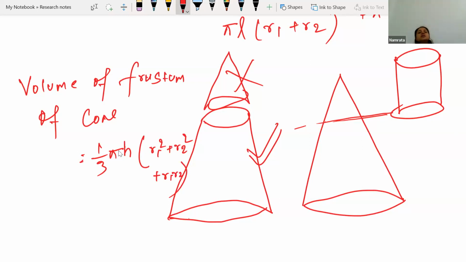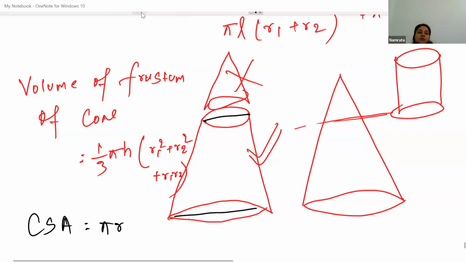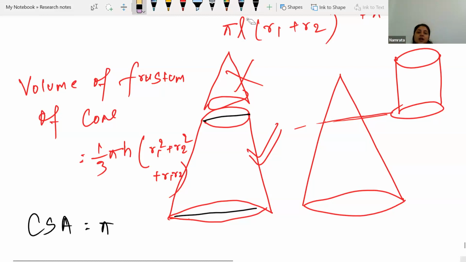For cone it was 1 by 3 pi r square h. For frustum of a cone, two different radiuses are there, as you can see in the figure itself. So for this one we are having this formula. Now the curved surface area formula for cone is pi r l. Here the curved surface area formula is pi l times (r1 plus r2), since we have to take r1 and r2 into consideration.